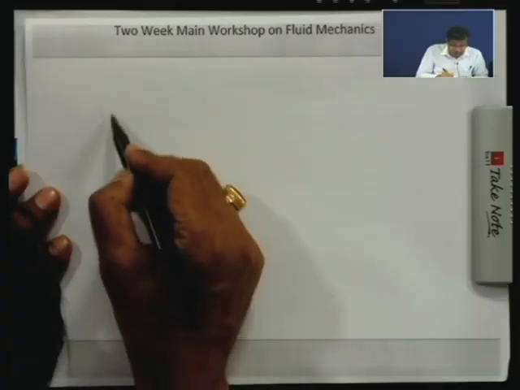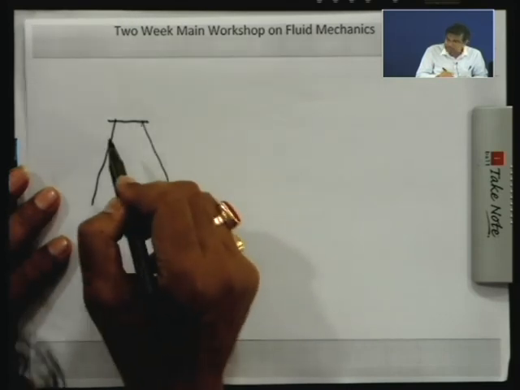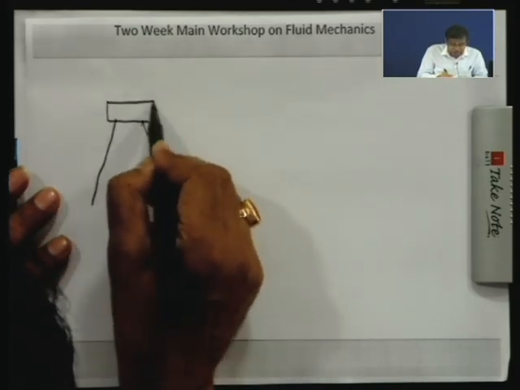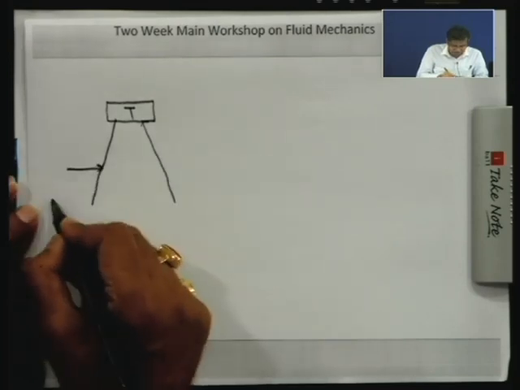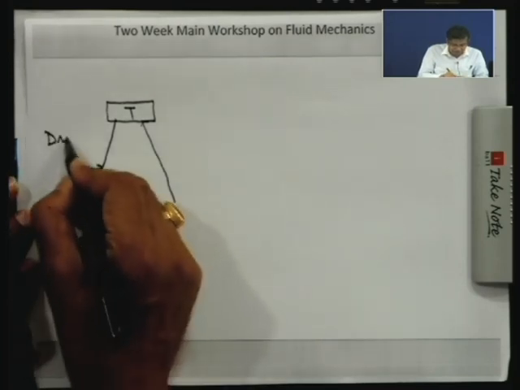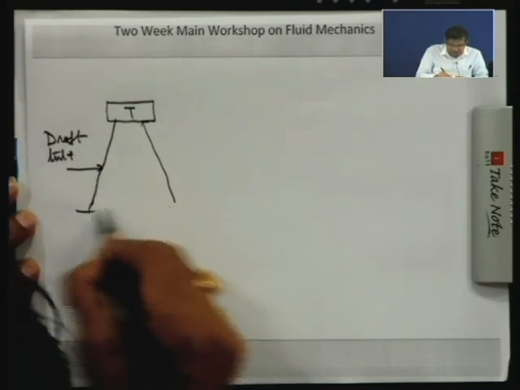Now the most important part, again coming to the reaction turbine, is the draft tube. To understand it very carefully, let us do this. This is the inlet of the draft tube, and here is the turbine. This is the turbine T, this is the draft tube. To understand the draft tube principle, you must draw this, and this is the tail race.